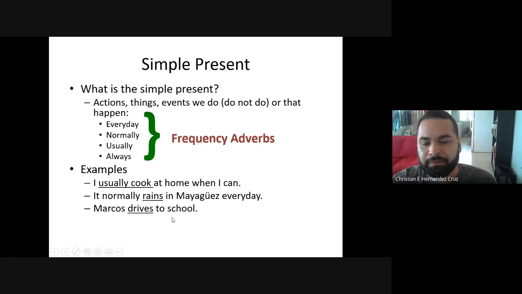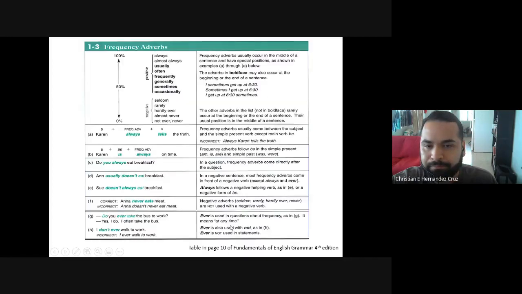She drives to school, and it still makes sense. Let's continue. Okay, so esta tablita tells us about frequency adverbs and how often they're used, and it also tells us that they can be positive or they can be negative. So basically, how we can tell whether or not they're positive or negative, let's take a look at this.